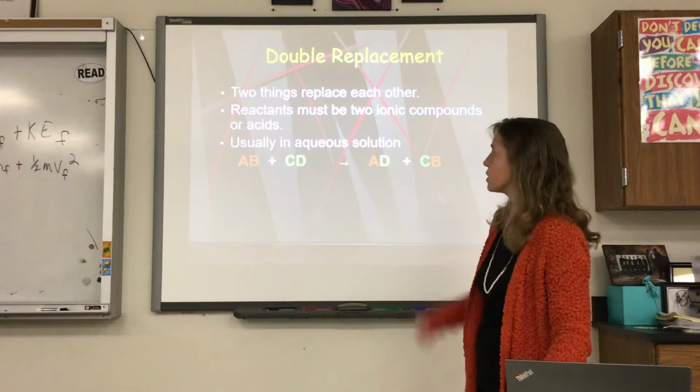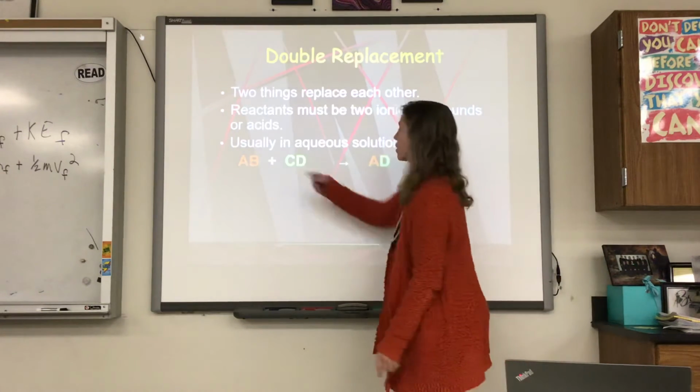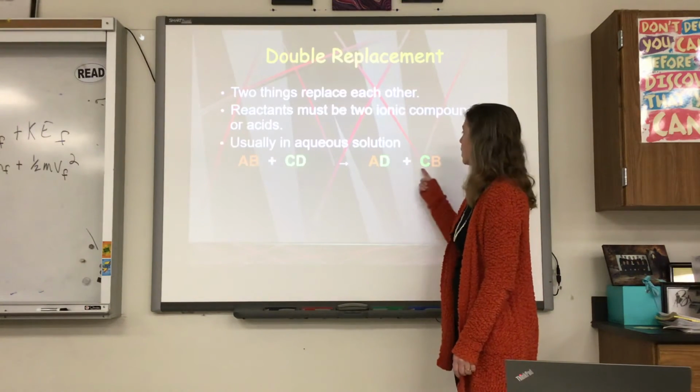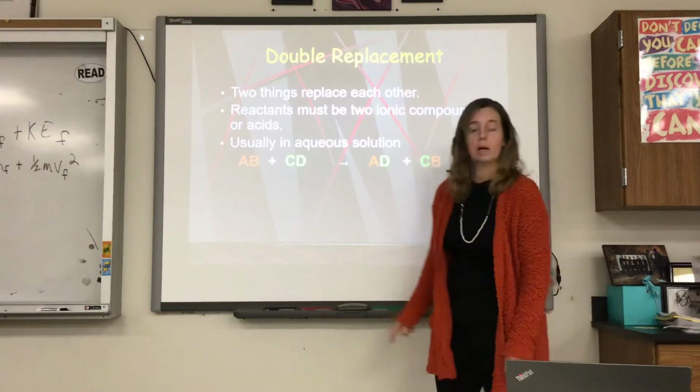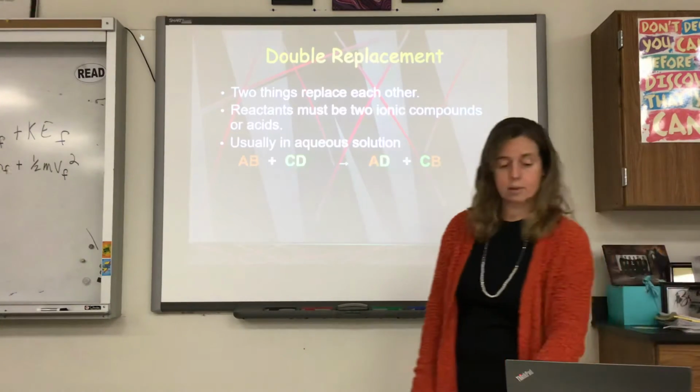Okay, so here's an example. You have AB plus CD, right? A and C are going to swap places. So you have AD now and CB. The first element of each compound switches places.